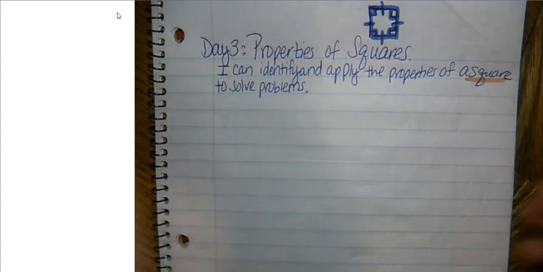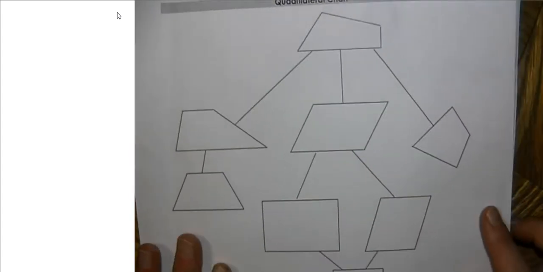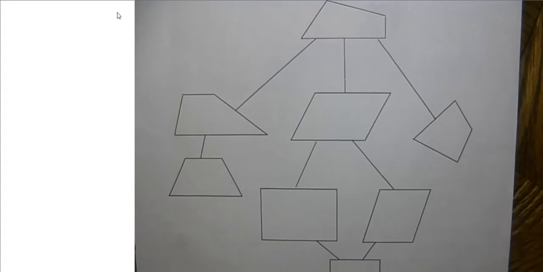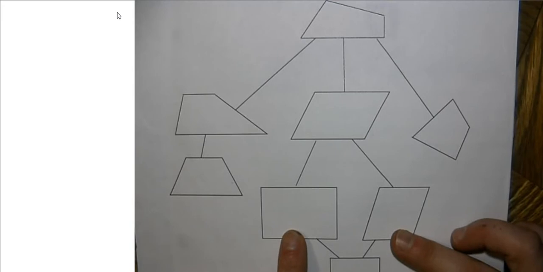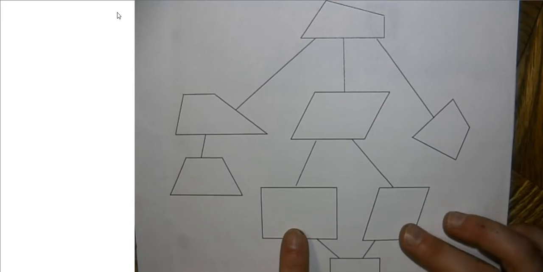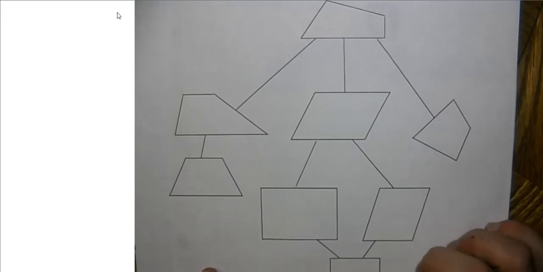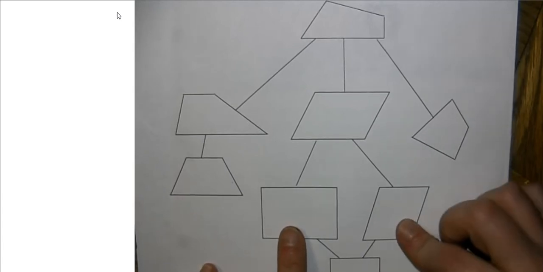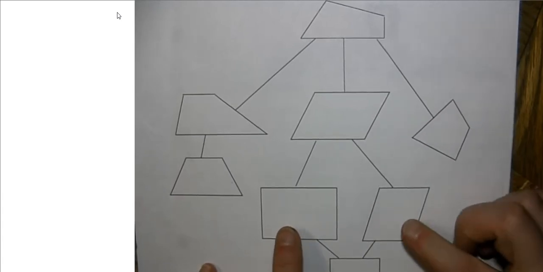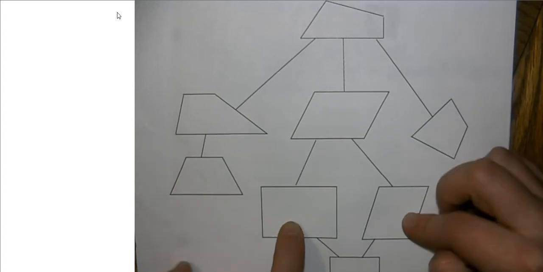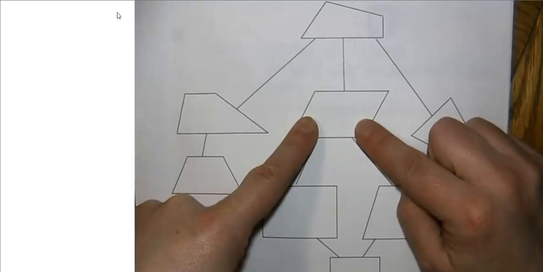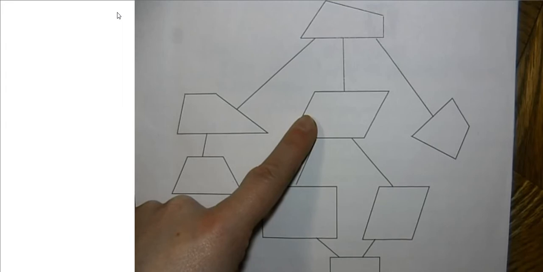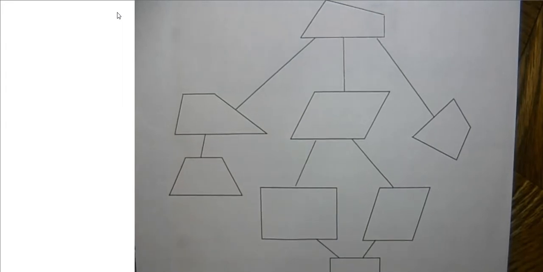So what I'm referring to is our chart right here. The last picture that we're going to be talking about is a square, and a square is connected to a rectangle and a rhombus. That means that a square has all of the properties of a rectangle and a rhombus. And because rectangles and rhombuses are connected to parallelograms, that means that a square has all of the properties of a parallelogram.